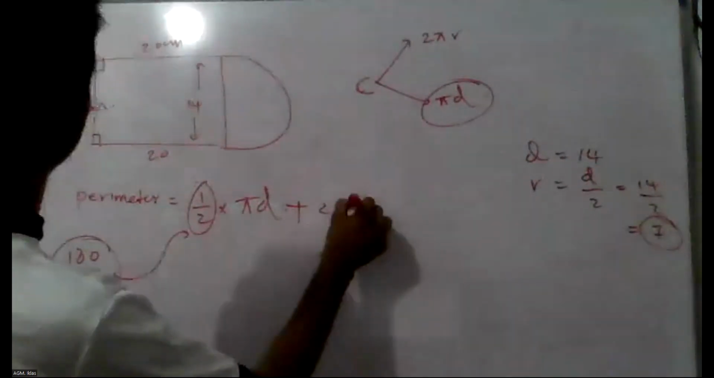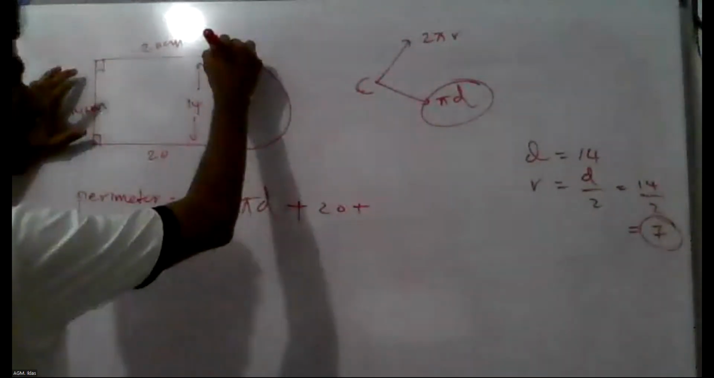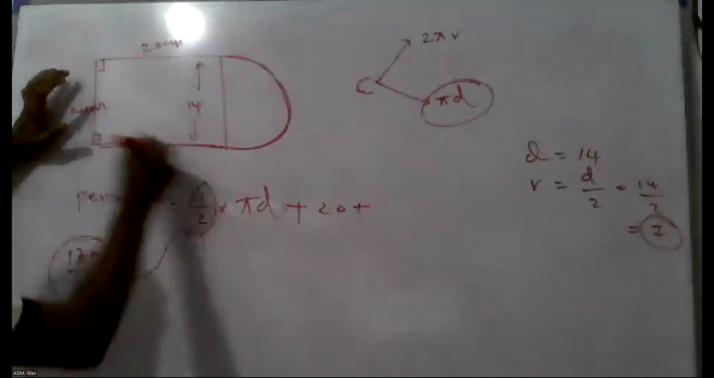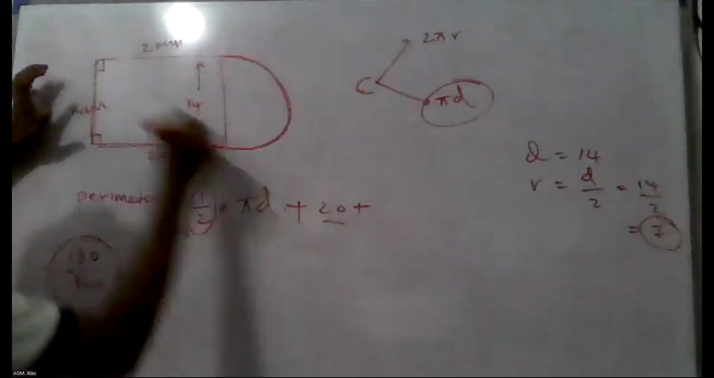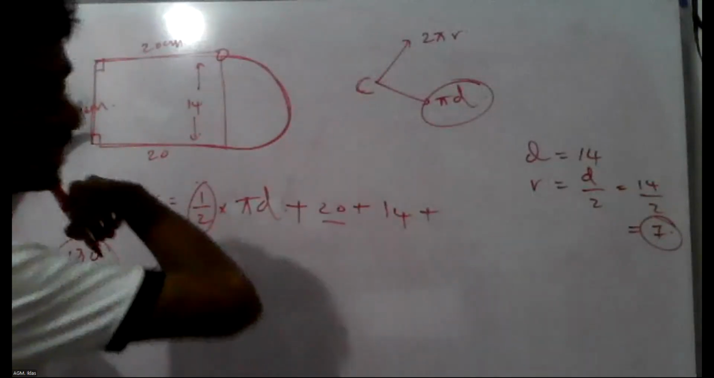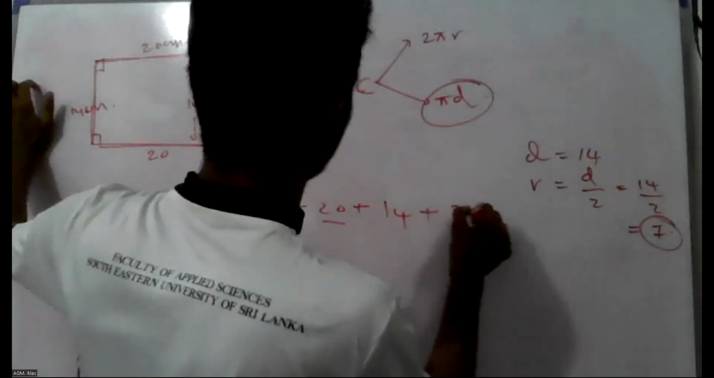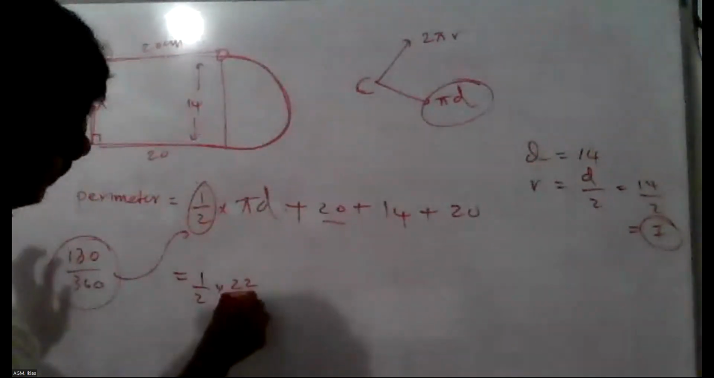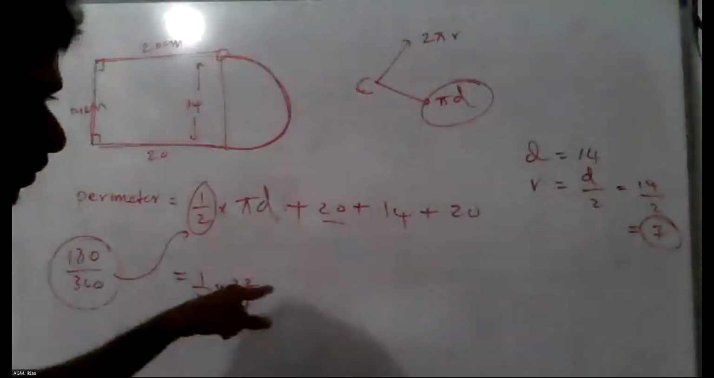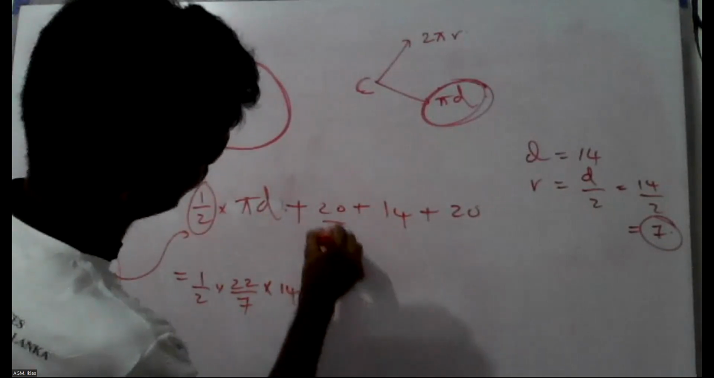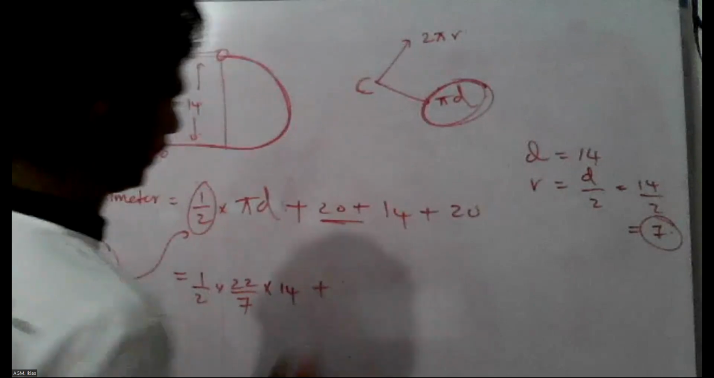Plus 20 plus this 14. So I started my journey from here. I have come along this path. Again, this path is 20. Again, this 14 plus this 20. And again, I have reached my initial point. So half into 22 by 7. In that case, I didn't put 2. Why? I have used this equation, d is equal to 14. Plus 20 plus 20, 40.